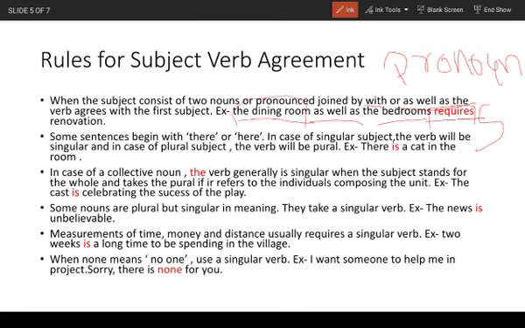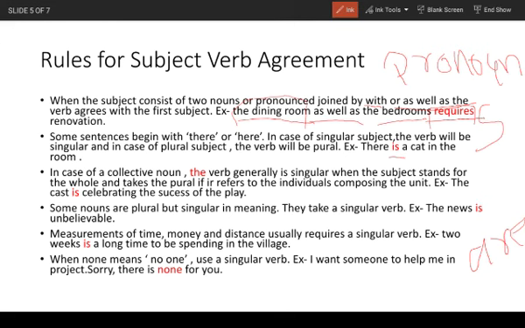Some sentences begin with there or here. In case of a singular subject, the verb will be singular, and in case of a plural subject, the verb will be plural. So if sentences begin with there or here, if the subject is singular the verb would be singular, and if it is plural the verb would be plural. Like, there is a cat in the room. There is a cat, because it is singular, so the verb is singular. And suppose I say, there are 4 cats in the room. Four cats is plural, so the verb would be plural, and the verb would be are.